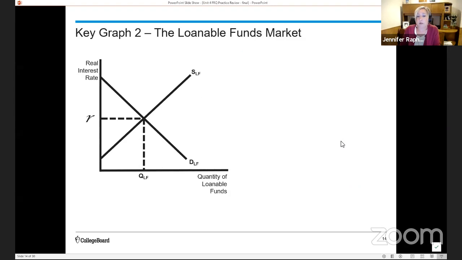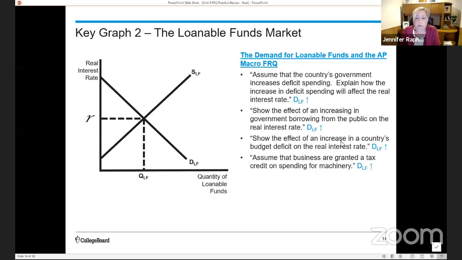Now, what about the demand for loanable funds? Here are some examples. This is predominantly going to assess whether you understand the effect of government deficit spending on real interest rates, so that you can then connect it to crowding out, changes in investment spending, and changes in long-run economic growth. So here's the beginning of it. Assume the country's government increases deficit spending. Show the effect of an increase in government borrowing from the public on the real interest rate. Show the effect of an increase in a country's budget deficit on the real interest rate.